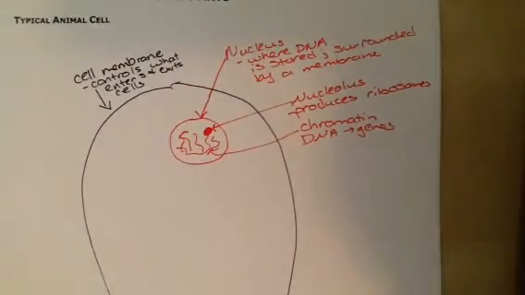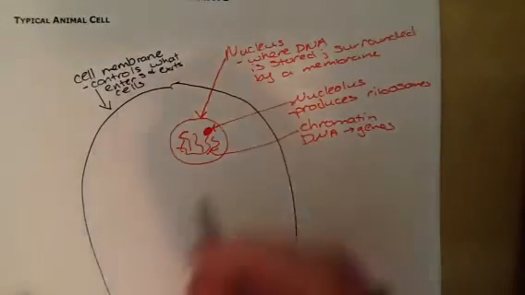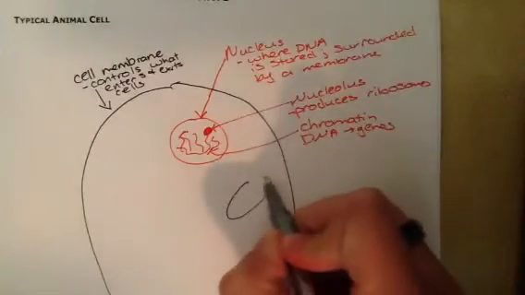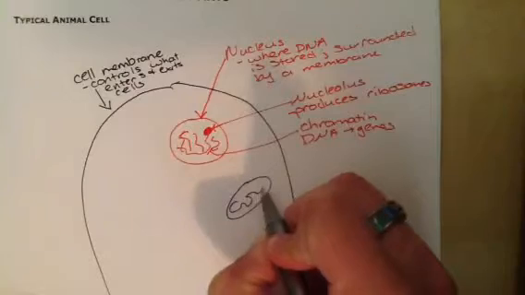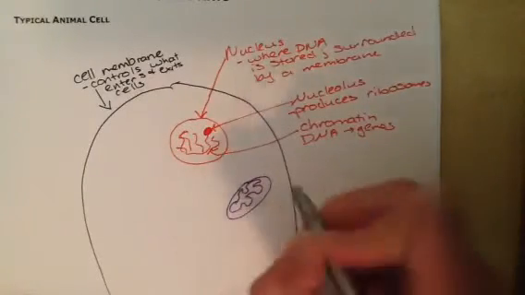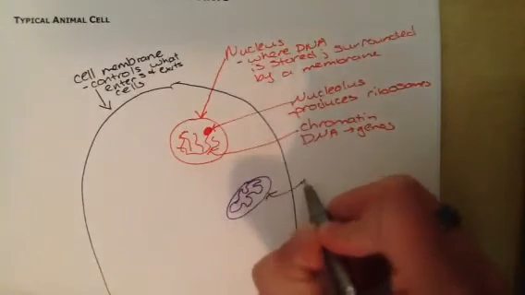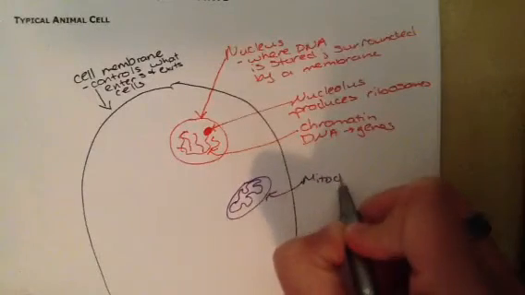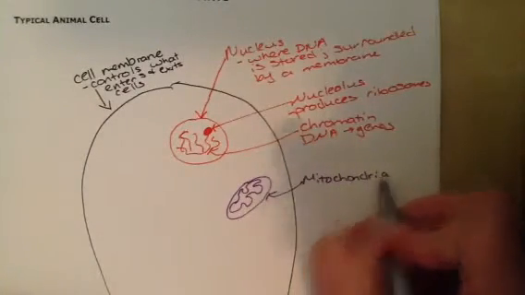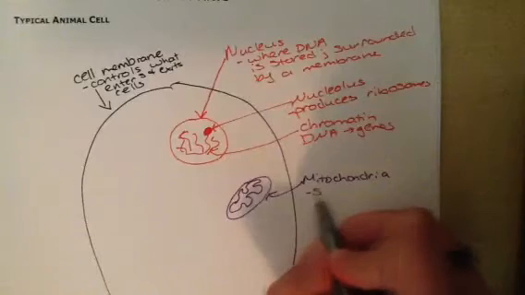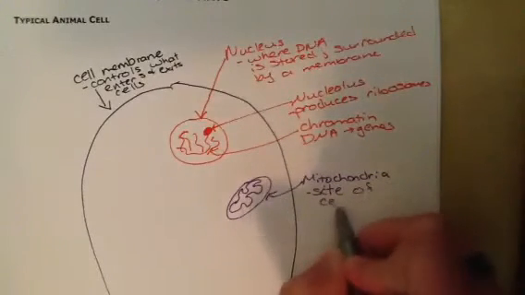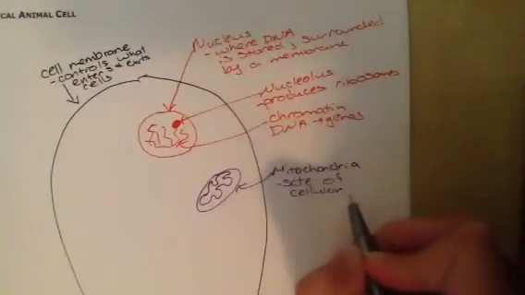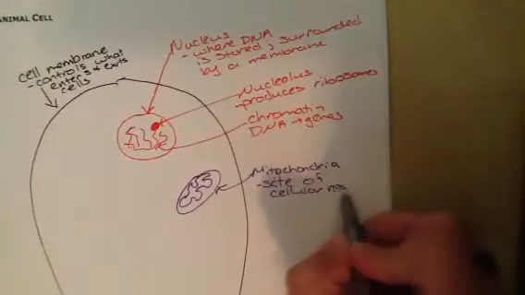And then the other thing that's really important in an animal cell that you might see is a mitochondria, and you will probably have more than one mitochondria, and there's two membranes in a mitochondria. You can draw them like that. A mitochondria is the site of cellular respiration. It is where animal cells turn glucose into, or harvest the energy that's in glucose into, ATP.